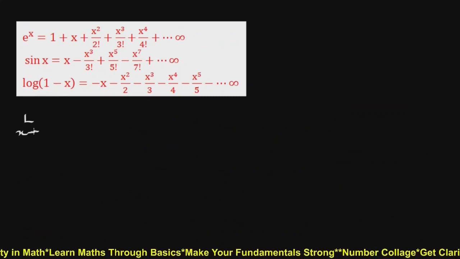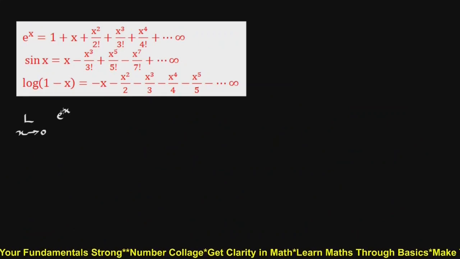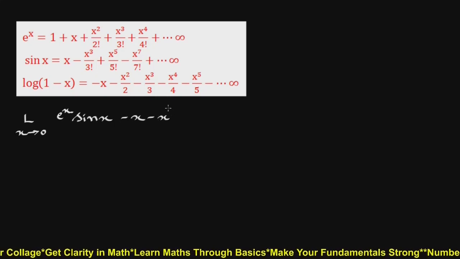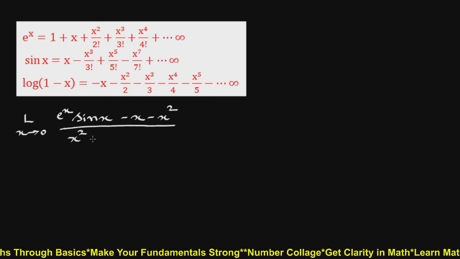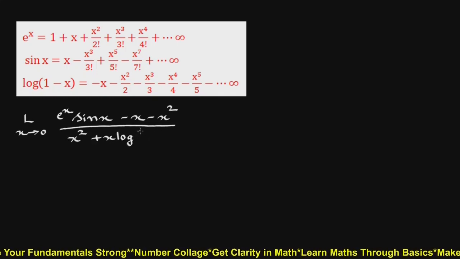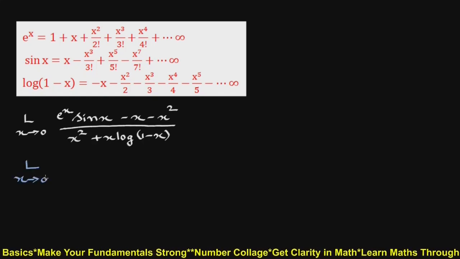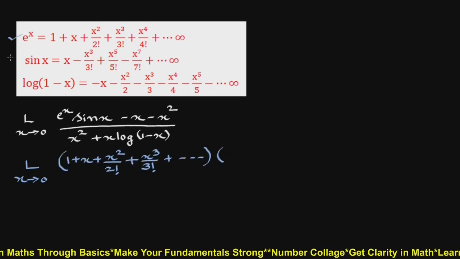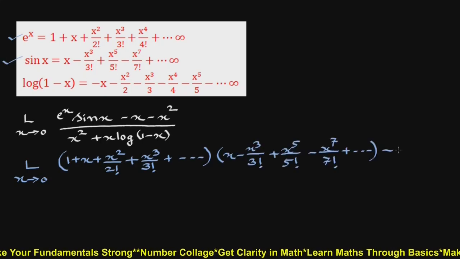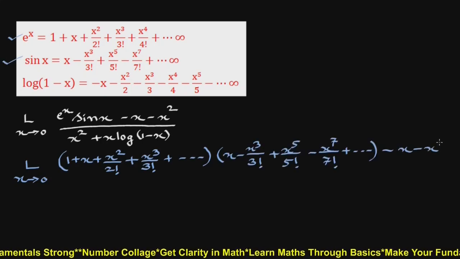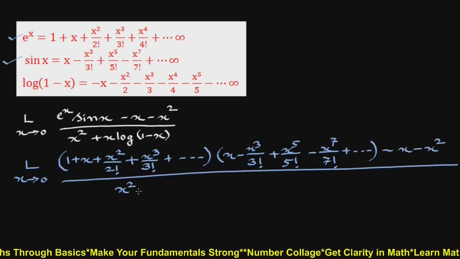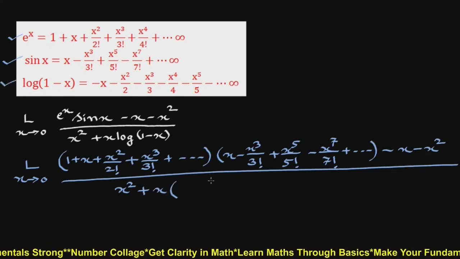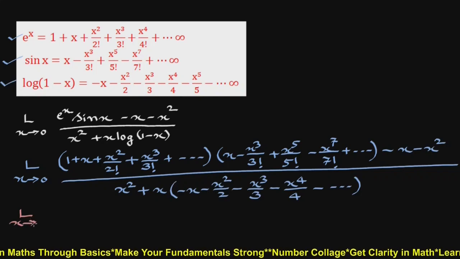Evaluate limit as x tends to 0 of (e raised to x sin x minus x square) upon (x square plus x log(1 minus x)). We write expansion of e raised to x from here into expansion of sin x from here minus x square, upon x square plus x into expansion of log(1 minus x) from here. Limit as x tends to 0.